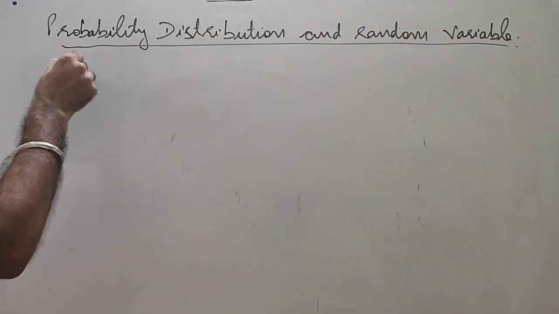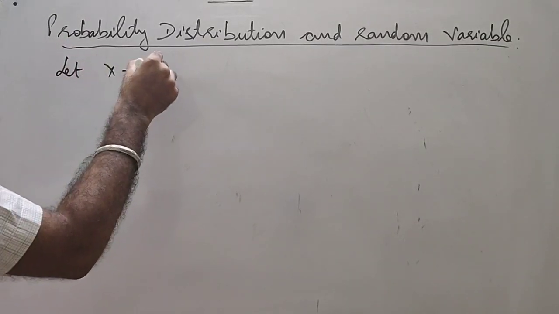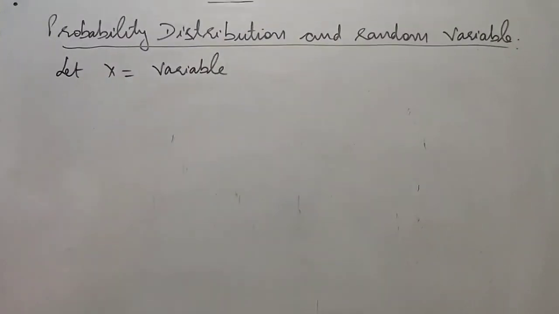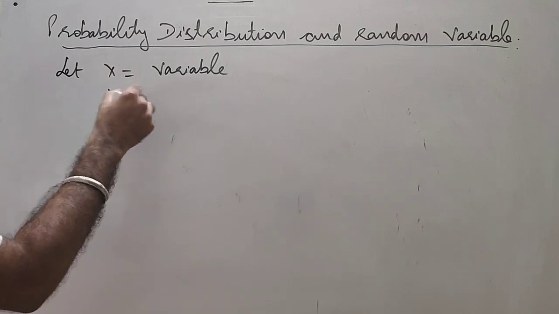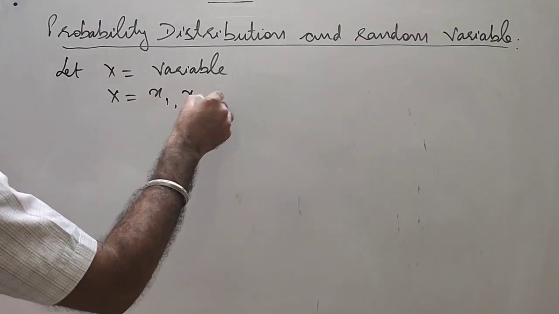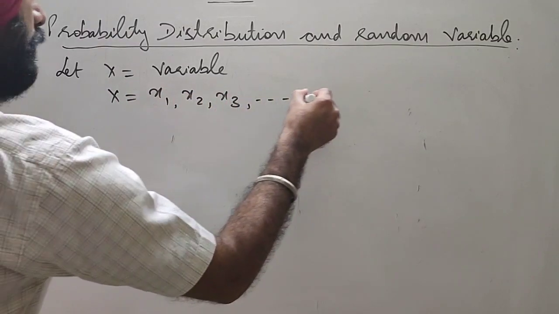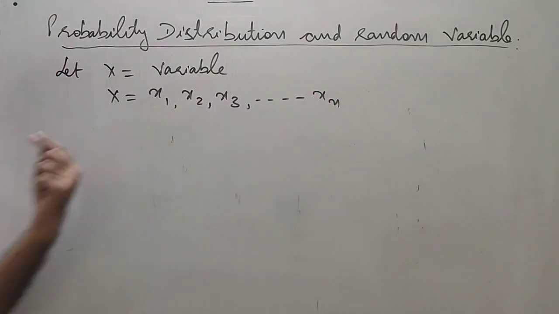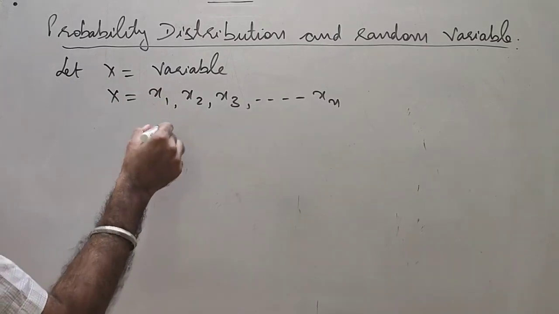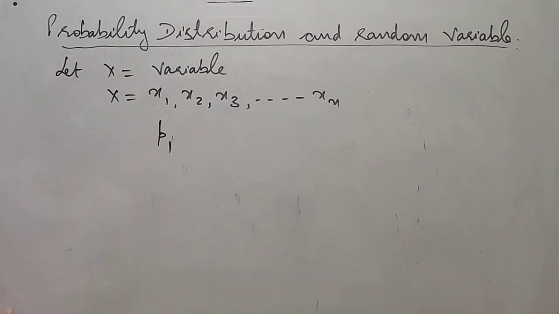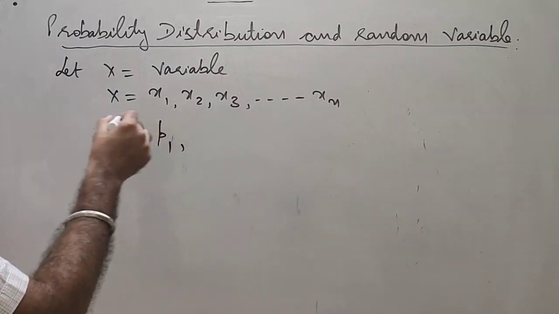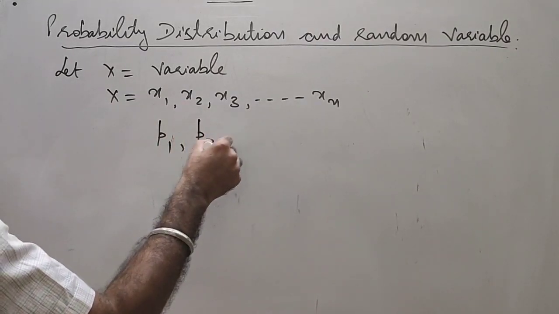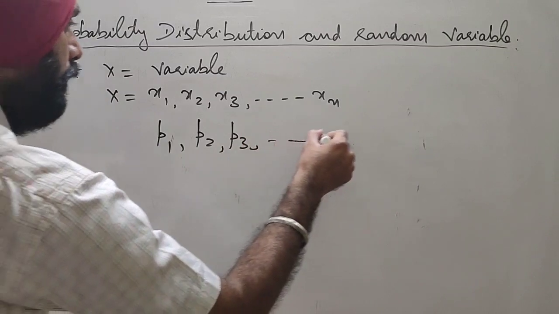So first of all, let us take X as a variable associated with any experiment, and let us take X can take values x1, x2, x3 and so on up to xn, and the corresponding probability for X equal to x1 is p1. Suppose that it is p1. And similarly the probability for the value X equal to x2 is p2, similarly p3 and so on up to pn.